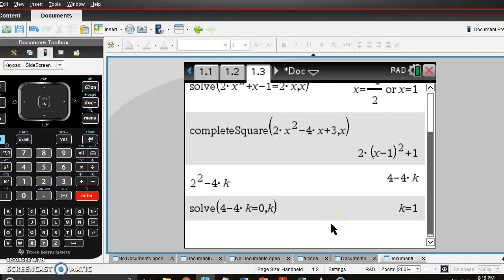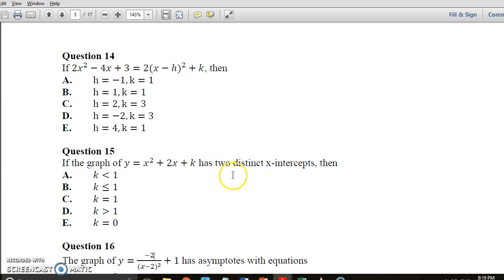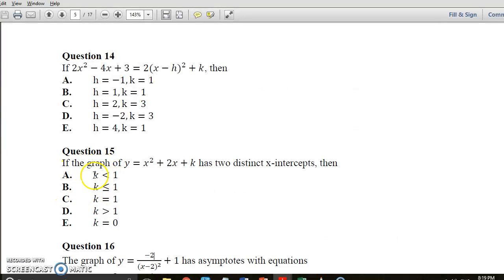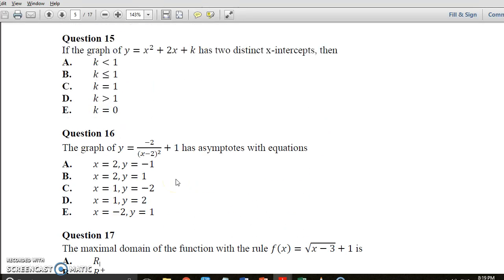So if k equals 1, then we've got 1 intercept because the square root equals 1. So k has got to be greater than 1. So there we go. It ends up being D. Once again, here's a good one. The graph of this has asymptotes with equations.